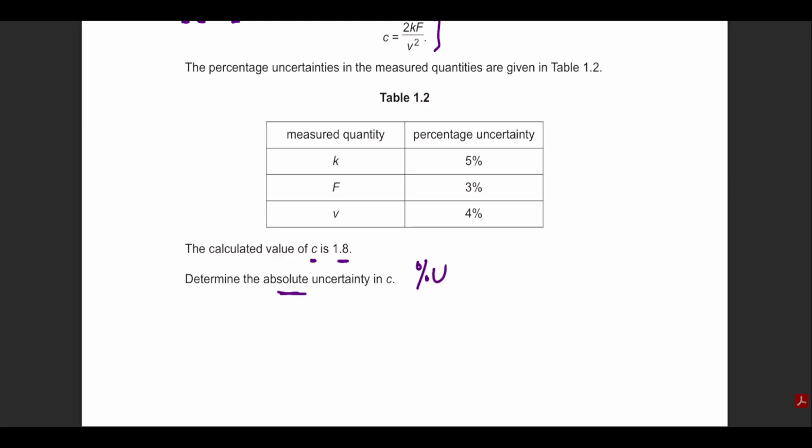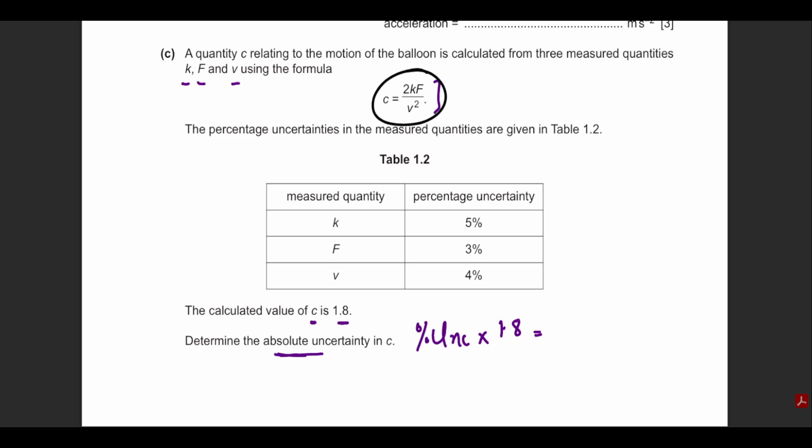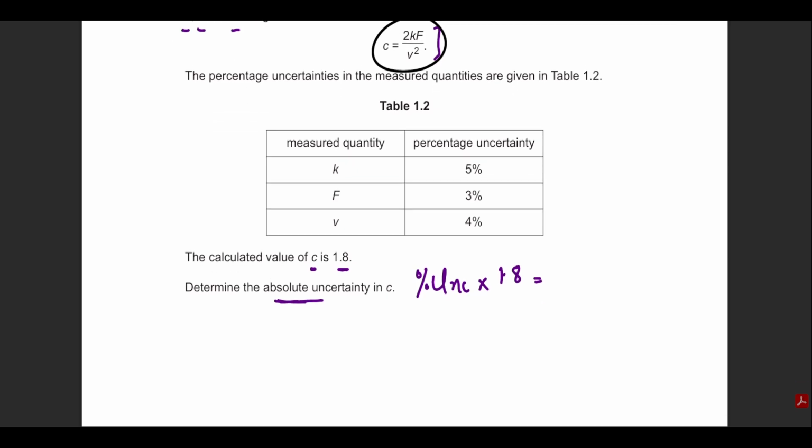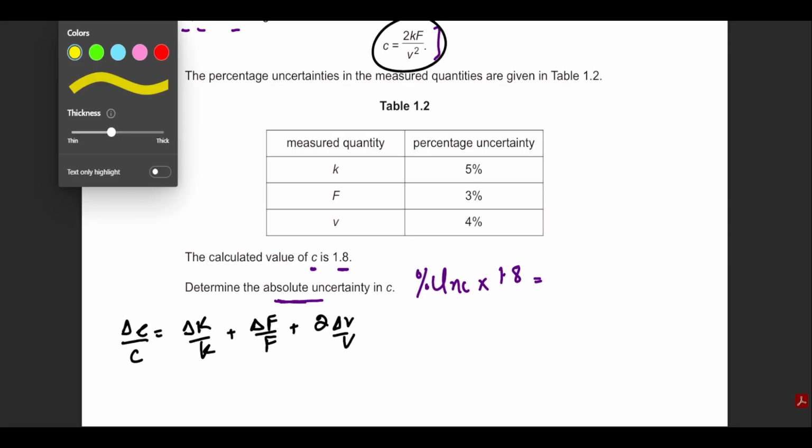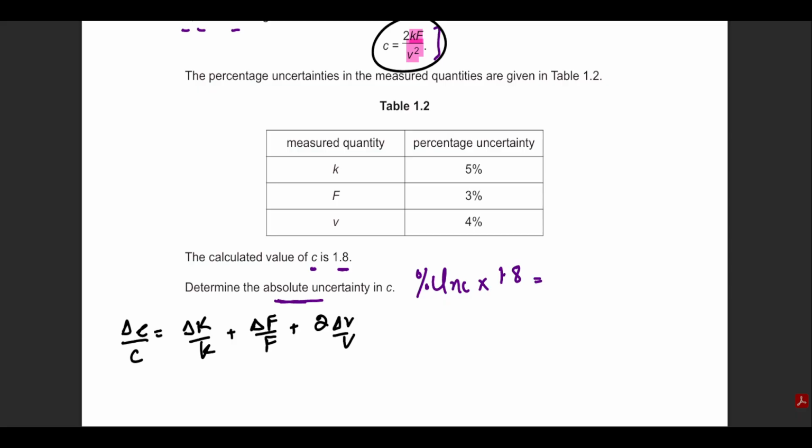So first we need to find the percentage uncertainty, and multiply this with the calculated value, which is 1.8, which will give us the absolute uncertainty in these calculations. So first we need to figure out the error function. The error function, as I like to call it, is what variables are actually contributing to the error in C. So very simply, delta C divided by C will be equal to delta K divided by K plus delta F divided by F plus 2 times delta V divided by V. So every variable involved in this process will be responsible for the error.